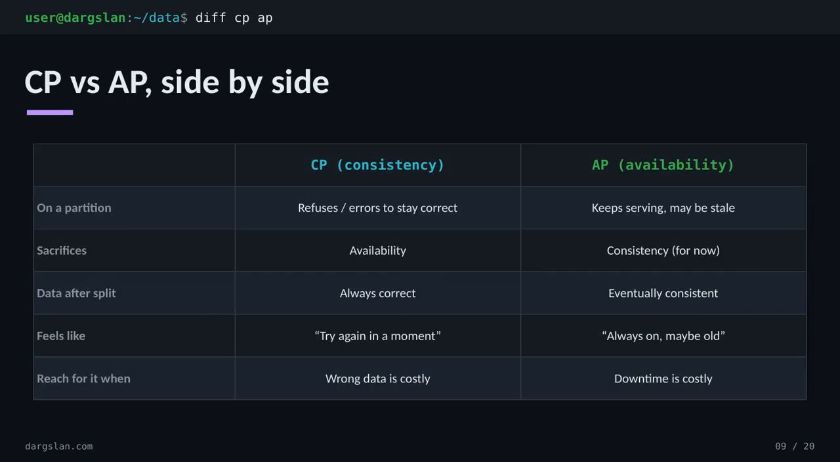Let's put them side by side. When the network splits, CP refuses or errors out to stay correct, while AP keeps serving, even if the answer's a little stale. So CP feels like, try again in a moment. You reach for it when wrong data is expensive. AP feels like, always on, maybe old. You reach for it when downtime is what really hurts. Same trade-off. Two different answers to the question of what you're willing to give up.